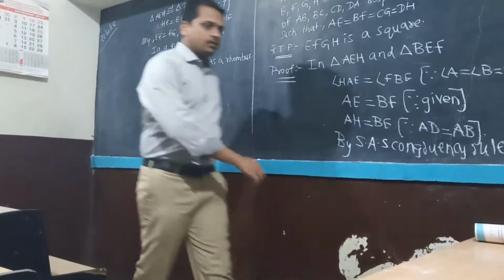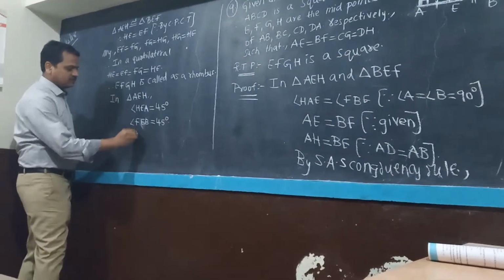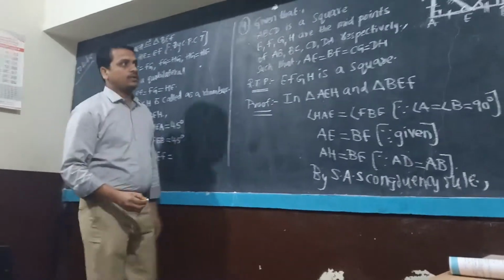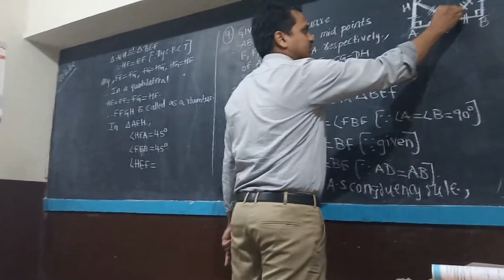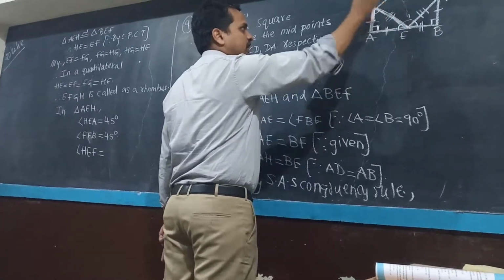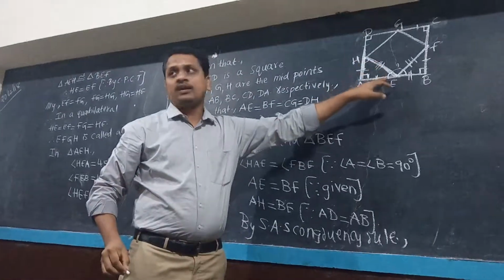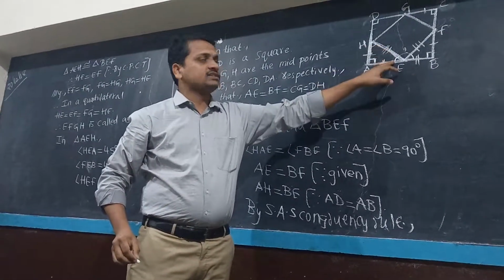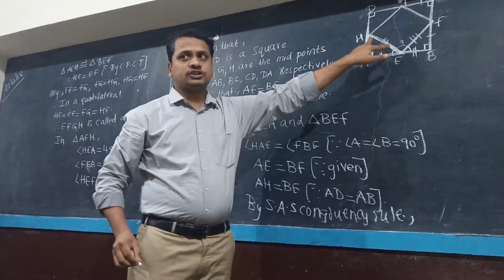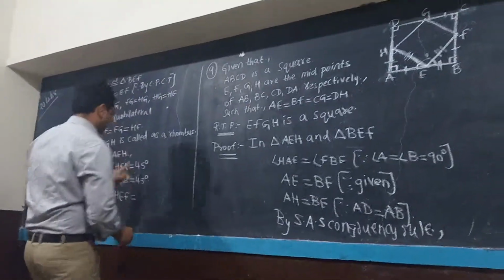Now we have to find angle HEF. Because this angle is 90 degrees, it looks like a right angle triangle, so these two angles will be 45 degrees and 45 degrees. Since these two sides are equal, the angles opposite to equal sides are equal, so these two angles will be 45 degrees, as proved above.